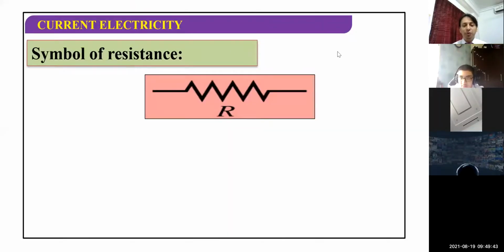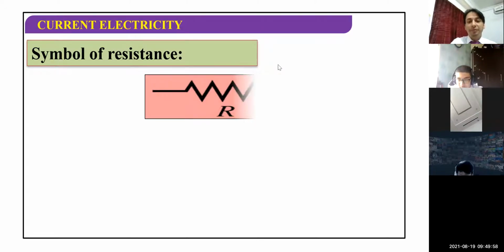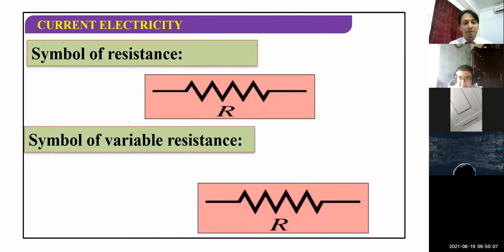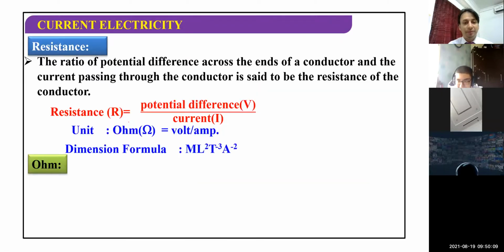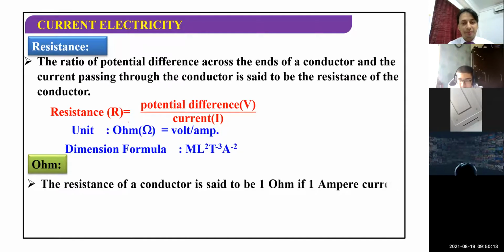Now, students, to know the resistance, first we look at the resistance symbol. This is the symbol for resistance. If you have to draw a resistance in an electric circuit, you can draw this symbol, as well as one more. Yes, please, can you go back one slide? Okay, back. This one.